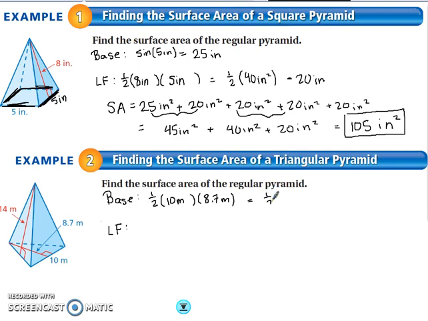Multiplying, I find that the area is 1/2 times 10 times 8.7, and 10 times 8.7 is 87. Meters times meters gives me square meters. And 1/2 of 87 multiplies to give me 43.5 square meters.